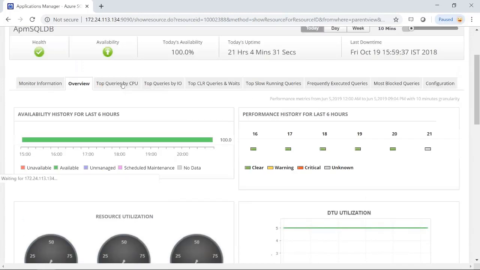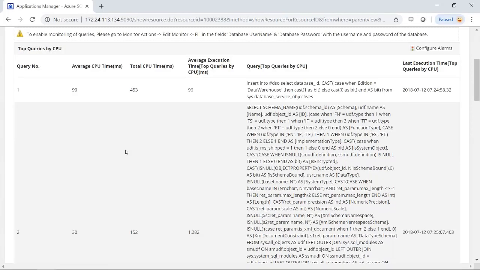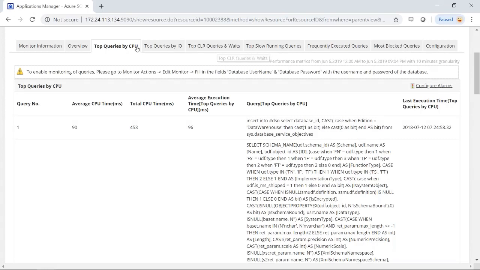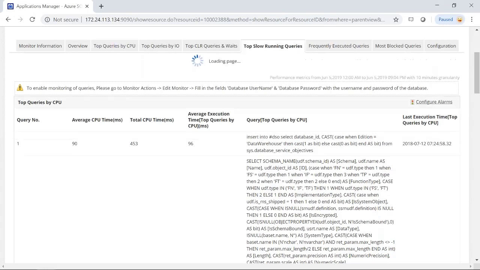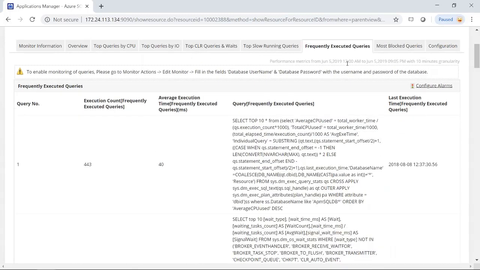Now moving further, we have top queries by CPU, which will be predominantly an essential business critical metric. The reason being, any queries which are taking more time to execute or queries that are being constantly utilized might have a performance bottleneck and impact the performance of the database. So in order to ensure that these queries are well optimized, a user can identify across various performance metrics, which are like the top queries by CPU, top slow running queries, or most blocked queries, or frequently executed queries.